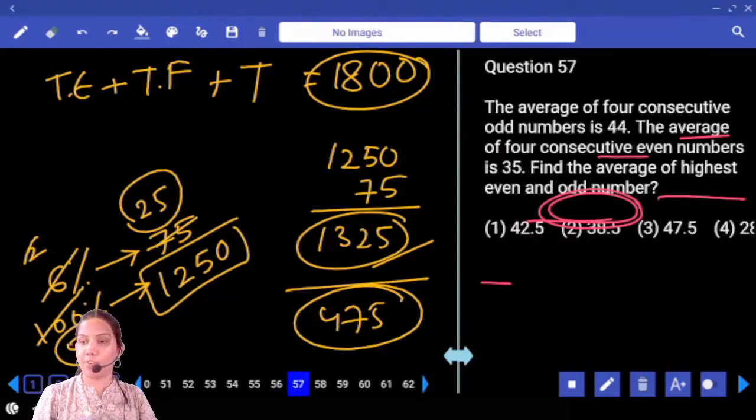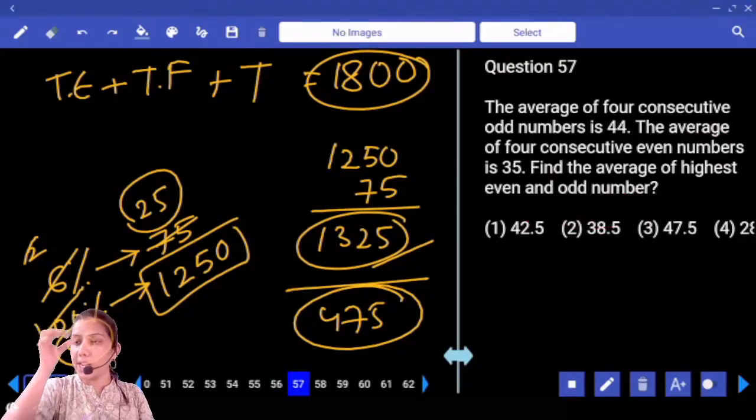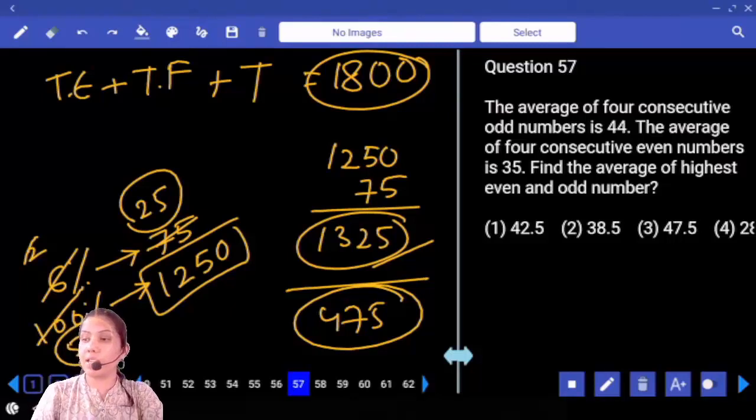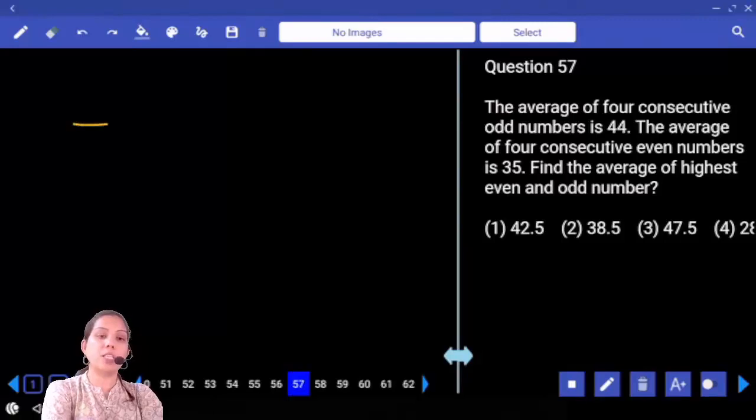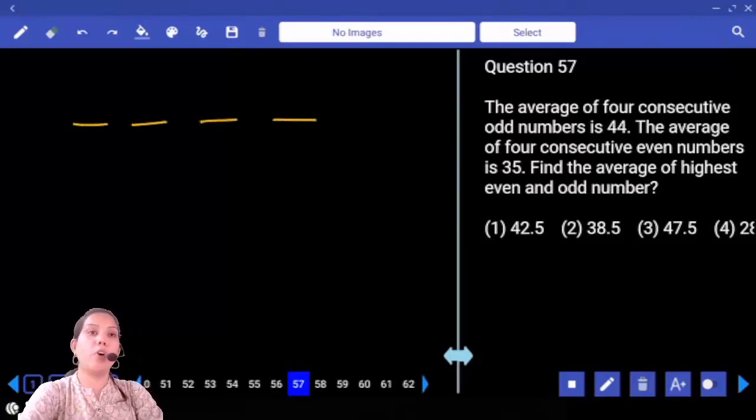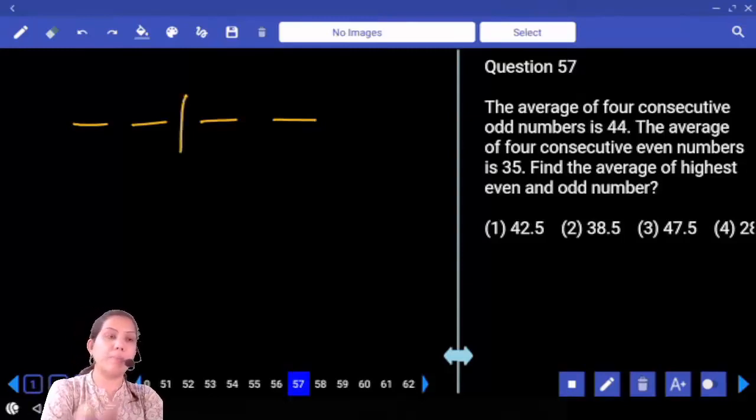Next, question number 57. The average of 4 consecutive odd numbers is 44. The average of 4 consecutive even numbers is 35. Find the average of the highest even and highest odd numbers. So how many consecutive odd numbers? 4 consecutive odd numbers, average is equal to 44 means this number is 44.